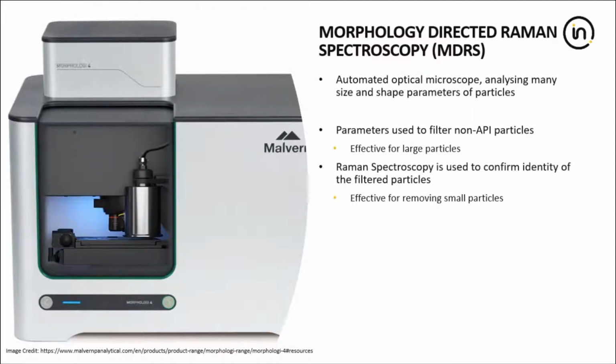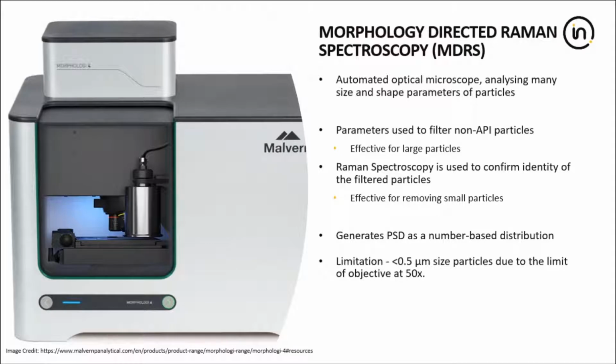Particles are filtered from these parameters to remove most of the excipient particles, and is best for removal of large particles where morphology differs the most. And then we use Raman spectroscopy to confirm the identity of the filtered particles by comparison to the reference spectra, and this is very effective for removing the remaining excipient particles with similar morphology to the API. From this, we can generate a particle size distribution as a number-based distribution, but we do have a limitation with this technique that we can't see below 0.5 microns due to a limit with the objective at 50 times zoom.